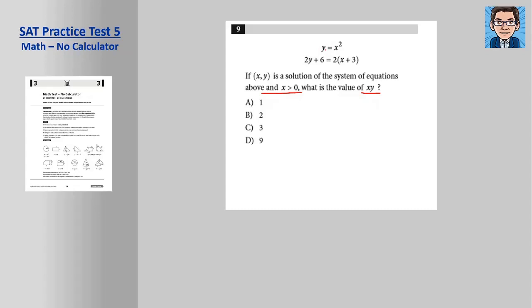So since y equals x squared, we're going to substitute in x squared for y. And our equation becomes 2x squared plus 6, and then let's multiply this out, equals 2x plus 6. Subtract 6 from both sides, and we get 2x squared equals 2x. Let's set it equal to 0. 2x squared minus 2x equals 0. Factor out a 2x.